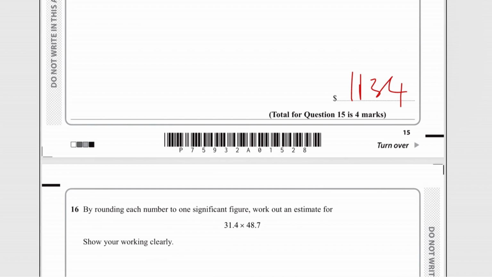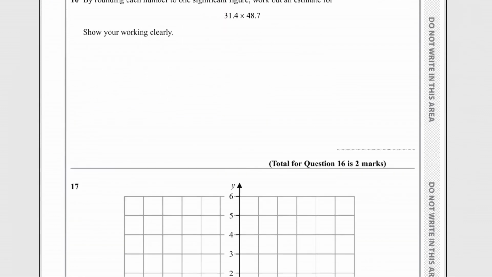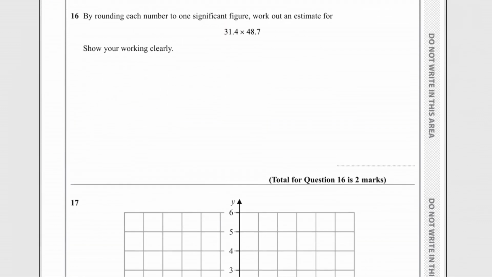Okay, let's proceed to question 16. By rounding each number to one significant figure, work out the estimate. Significant figures always appear with IGCSE. So let's say you have 21.4 and they say round to one significant figure. You're going to just pick the first number and then round it. All others turn to 0. So this is 20.0.